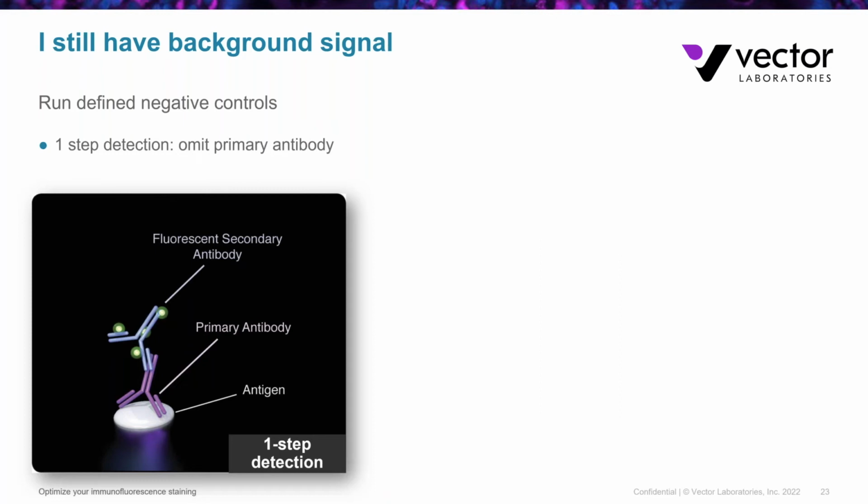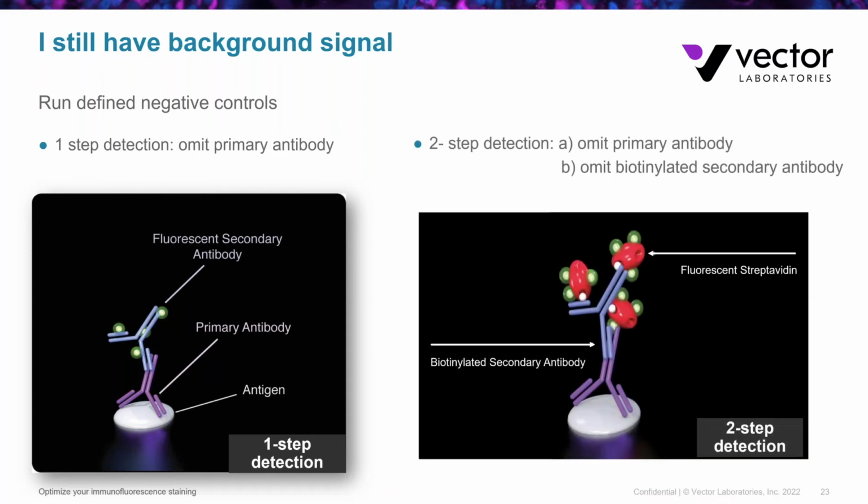If you find that background is coming from a source other than autofluorescence, the idea is you run a defined negative control. And if you've got a very simple, straightforward methodology such as this one step, you would omit the primary antibody, but put on the secondary detection reagent at the given concentration and see if you do get any background signal.